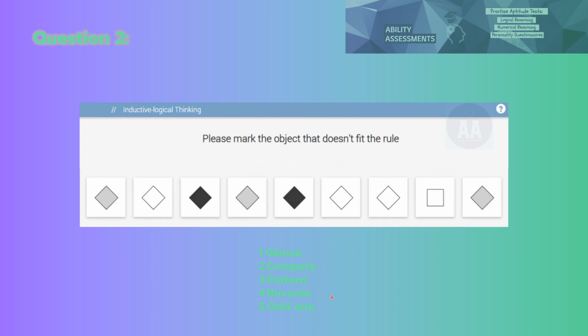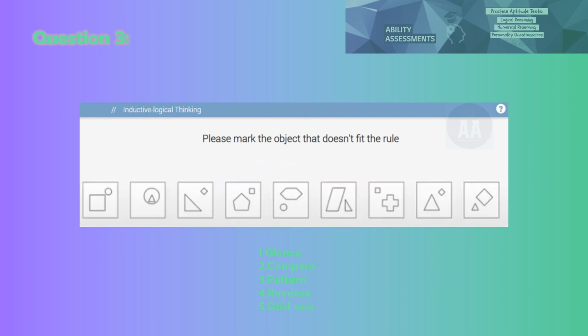There's no need to do the reverse, and we've already identified the odd one out. And like we said, we have the one square amongst all the different rhombus shapes, and so our odd one out, or the one that doesn't fit the rule, is of course the square. So this is the seventh object here. Okay, so let's move on to the next one, question 3.